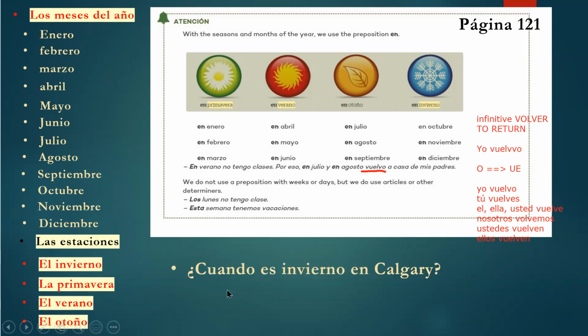So we can ask a question. ¿Cuándo es invierno en Calgary? Again, there is a mistake here. It's just missing one accent mark. So I'm just going to put it here. Hope it works fine. Okay. Give me 1 second.